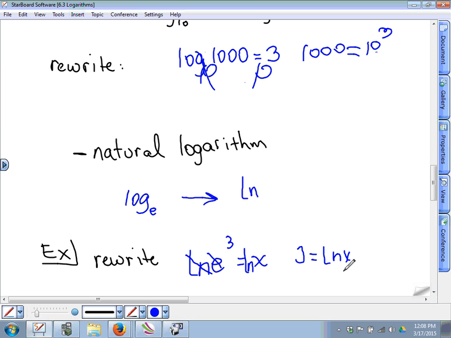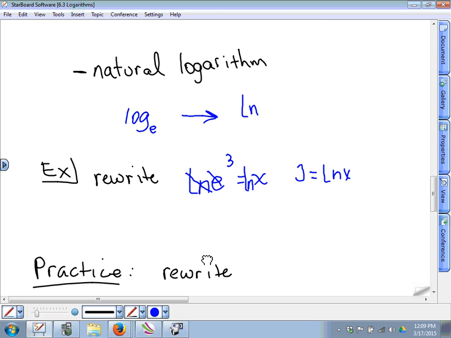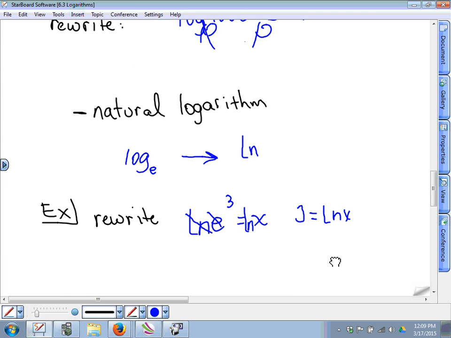Okay. So I'm going to give you 4. I want you to write question 1, 2, 3, 4 just in a line on your paper. I'm going to give you 4 practice problems here. They're just like these. I'm mixing in some of the old logarithms that you did last time with some of the new and improved logarithms. So, practice. Rewrite.